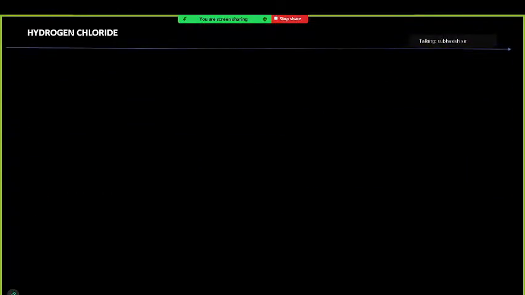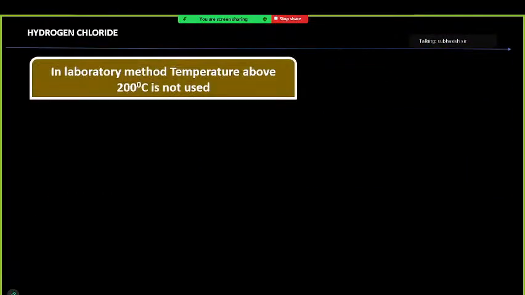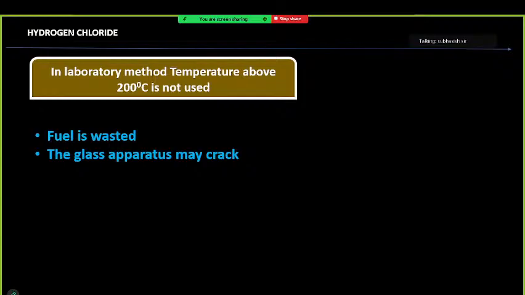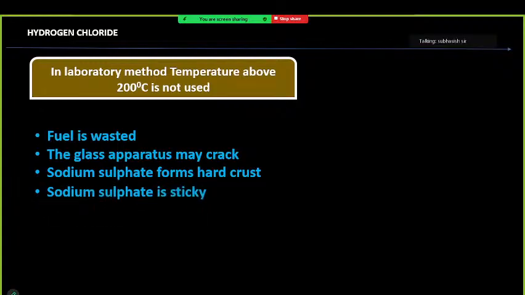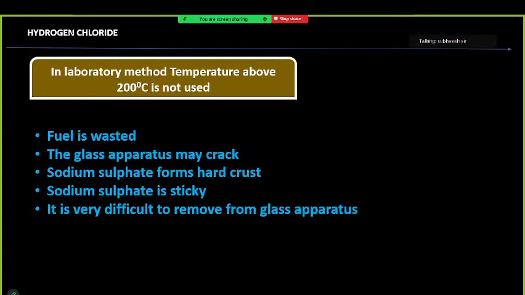But if you maintain a temperature above 200 degrees Celsius, much fuel is required, so much fuel is wasted. That is the first thing. Second, the glass apparatus may crack at a higher temperature. And the third is that sodium sulfate forms a hard crust. It is very sticky, not easily washable, and very difficult to remove from the glass apparatus.